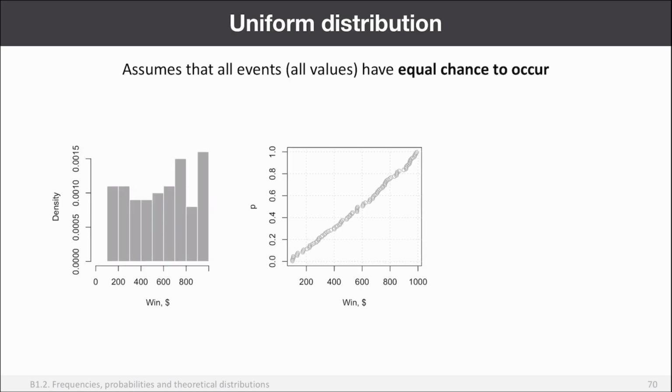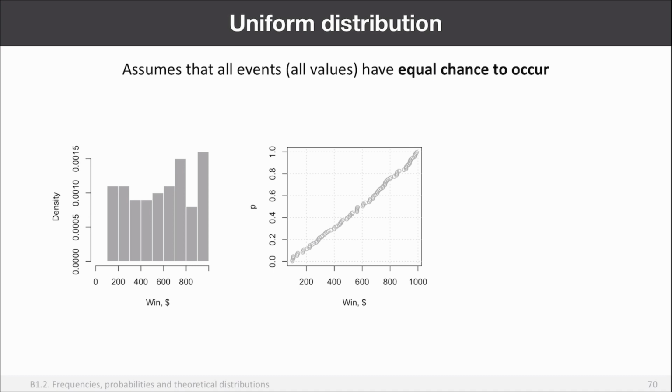Okay, let's see how to use a parametric approach in practice. We will consider uniform distribution, which is the simplest distribution you can think of, where all events have equal chance to occur. For example, when you toss a coin, and if the coin is unbiased, it's kind of a uniform distribution because both tails and heads have equal chance to occur.